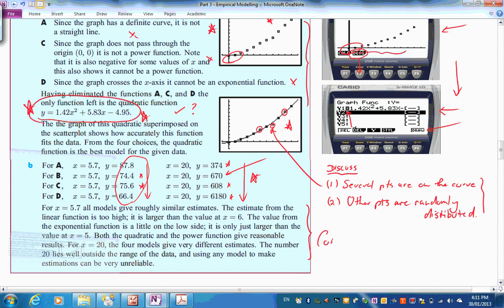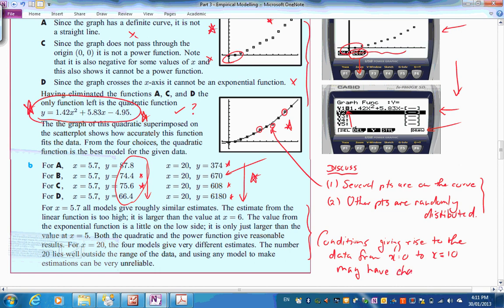Why? Because the conditions giving rise to the data from x equals 0 to x equals 10. Oh, it's X, isn't it, here? We'll just change that. From x equals 0 to x equals 10 may have changed.